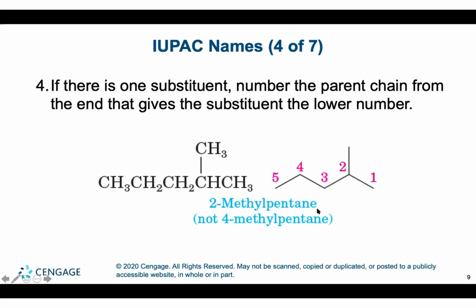So we have 5 carbons, pent, and ane because it's an alkane, and in carbon 2, I have a methyl group.